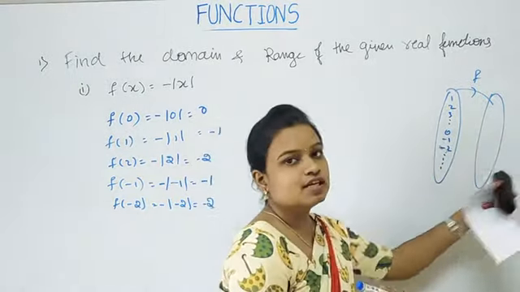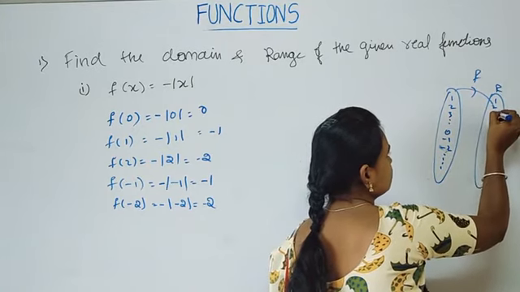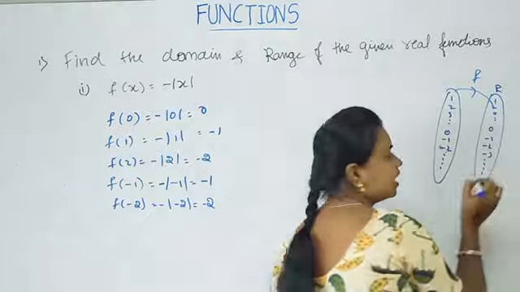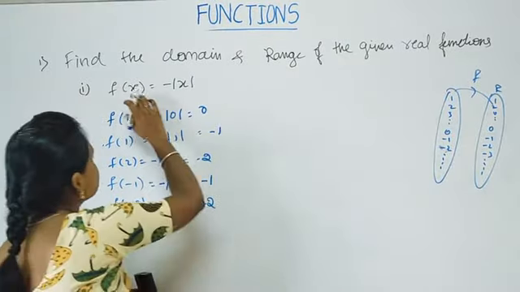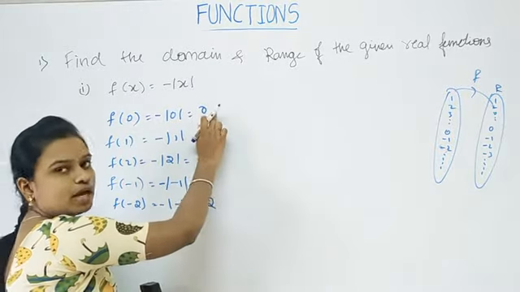Here also it is the set of all real numbers. It also includes 1, 2, 3, etc., 0, minus 1, minus 2, minus 3, etc. So the function is f of x equals minus |x|. If you take 0, 0 is mapped to 0.